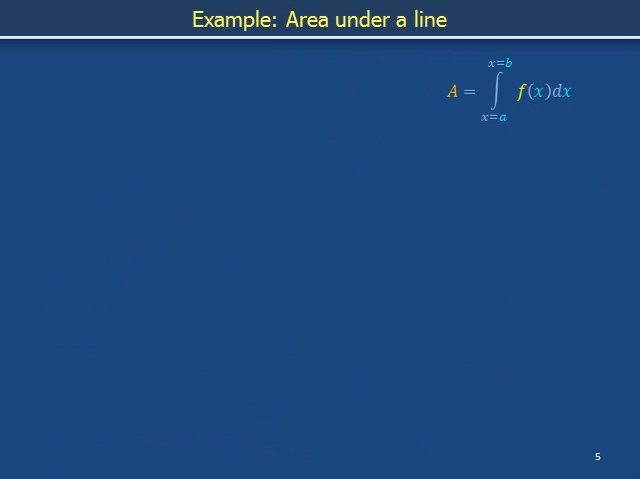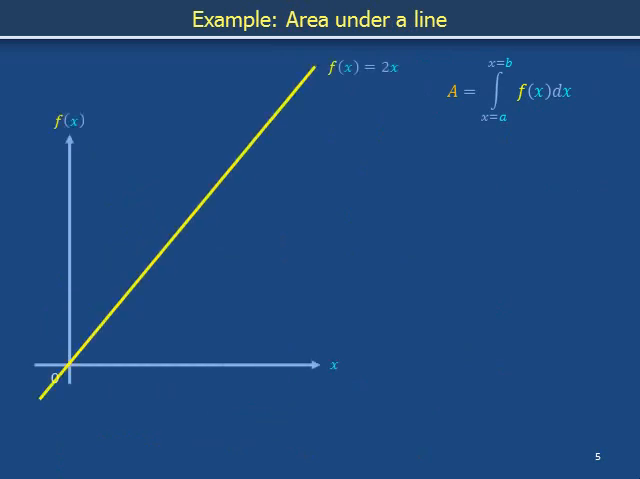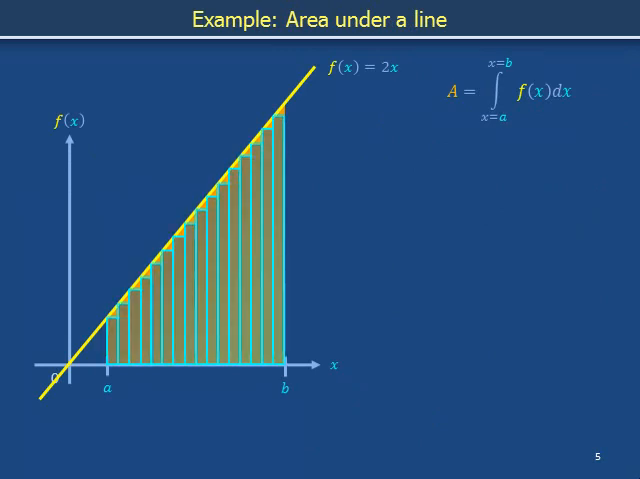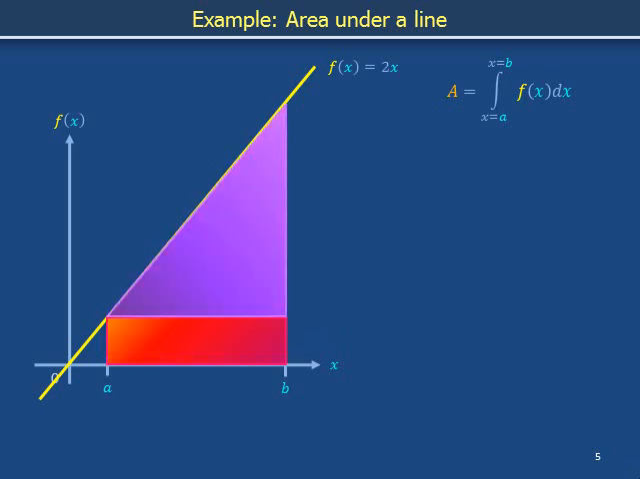As an example, we will deduce the area under a slanted line. This is the plot for the function with association rule f of x equals 2x. We want to calculate the area of the orange shaded trapezoid into which these progressively finer rectangles are melting. The trapezoid consists of this red rectangle and this purple right triangle. The height of the rectangle is 2a. The right-hand wall of the trapezoid has height 2b, so the height of the purple triangle is 2b minus 2a.